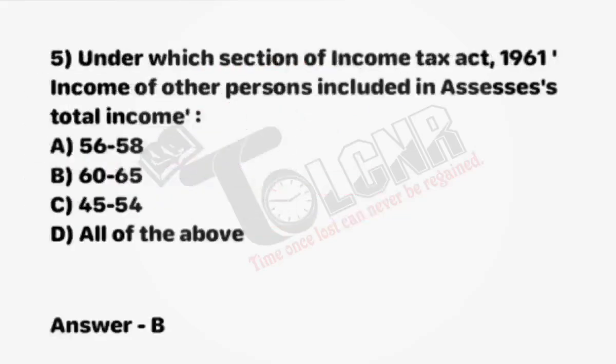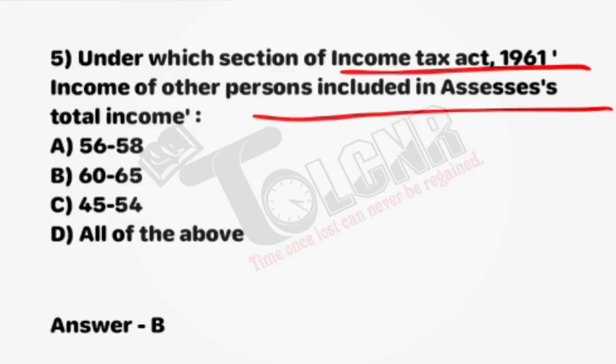Next question is under which section of Income Tax Act 1961 income of other persons included in assessee total income? Option A 56 to 58, option B 60 to 65, option C 45 to 54 and option D all of the above. B option is correct, 60 to 65. Under Section 60 to 65 of Income Tax Act 1961, income of other person included in assessee total income, right?